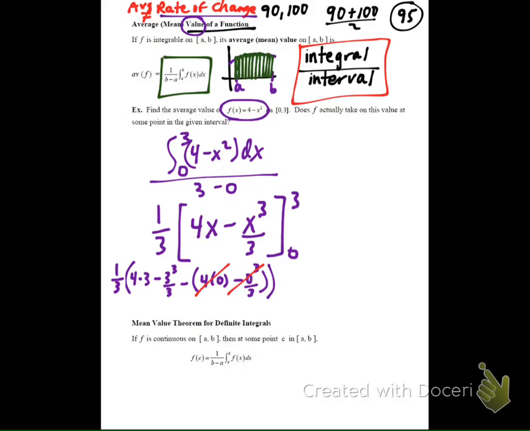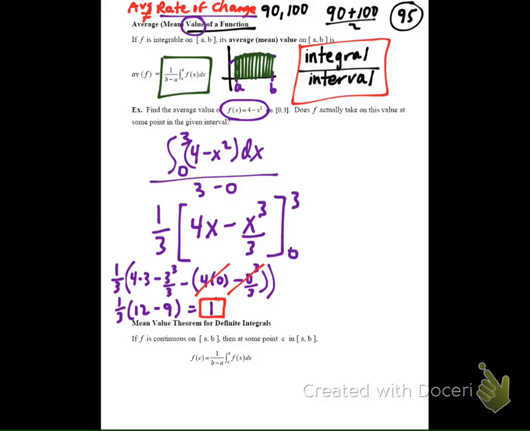4 times 3 is 12. So we have 1/3 times 12 minus 3 cubed, which is 27 over 3, is 9. So we have 12 minus 9, which is 3. 3 divided by 3 is 1. So the average value of this function, 4 minus x squared, on the interval from 0 to 3 is 1.